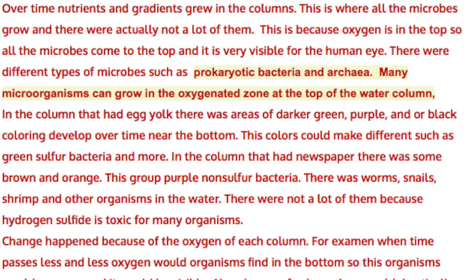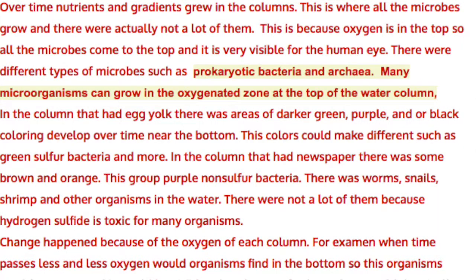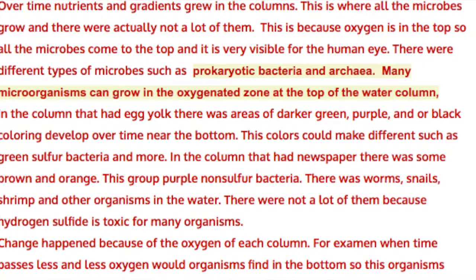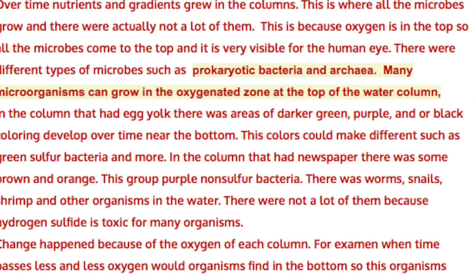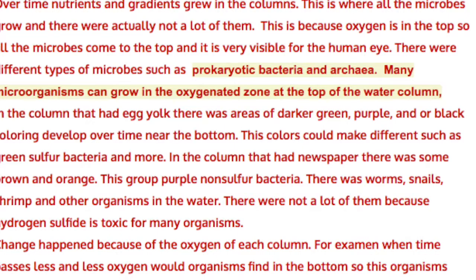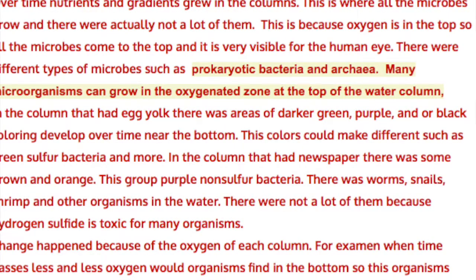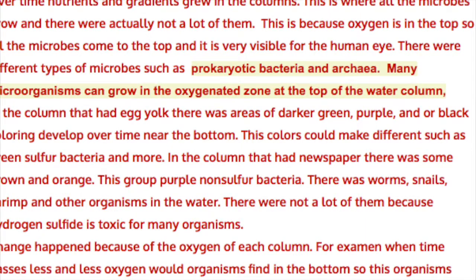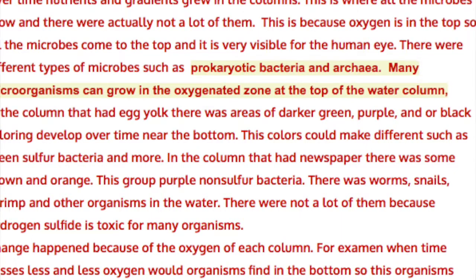In the column that had egg yolk, areas of darker green, purple, and or black coloring developed over time near the bottom. These colors could indicate things such as green sulfur bacteria and more. In the column that had newspaper, there were some brown and orange colors, a group of purple non-sulfur bacteria. There were worms, snails, shrimp, and other organisms in the water.